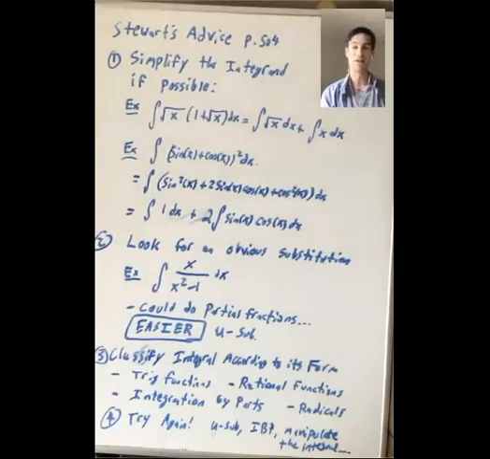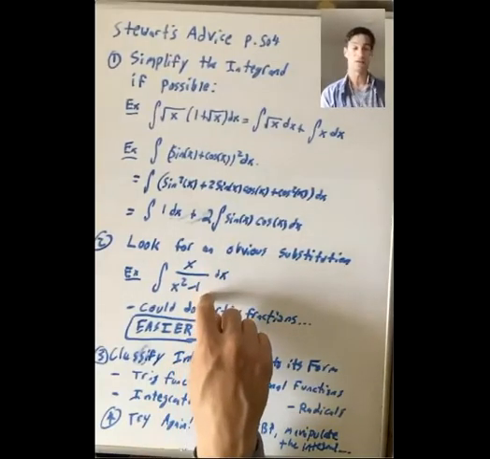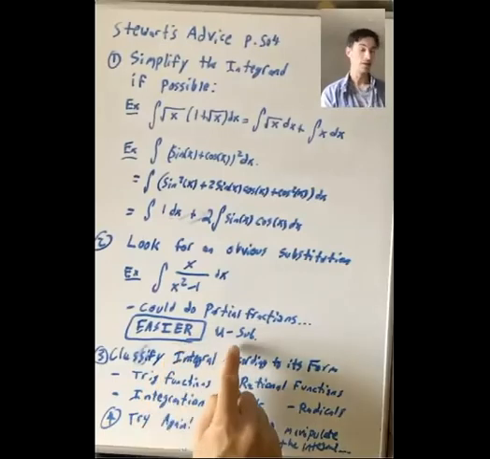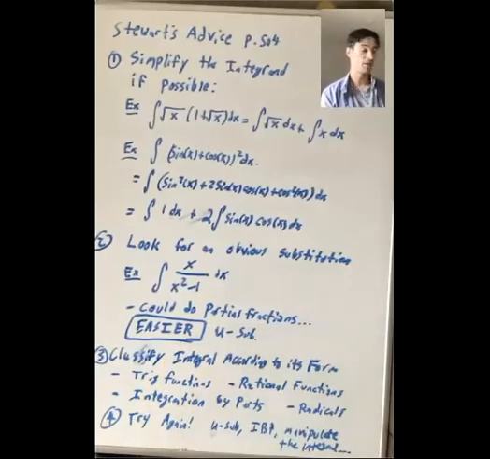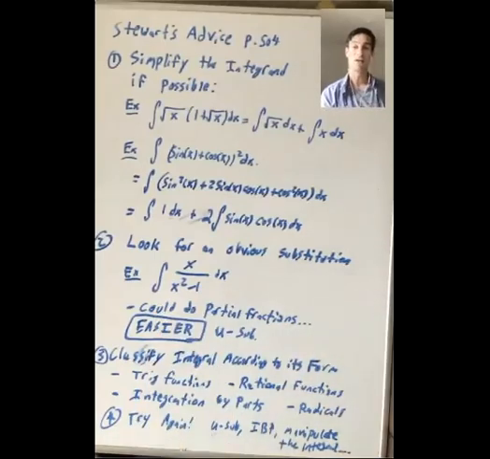The next piece of advice is to look for an obvious substitution. For example, if you have the integral of x over x squared minus 1 dx, you could do integration by partial fractions. It will work, but it is much easier to do this integral with a u substitution where u equals x squared minus 1. So du is 2x dx, and this integral simplifies really nicely.